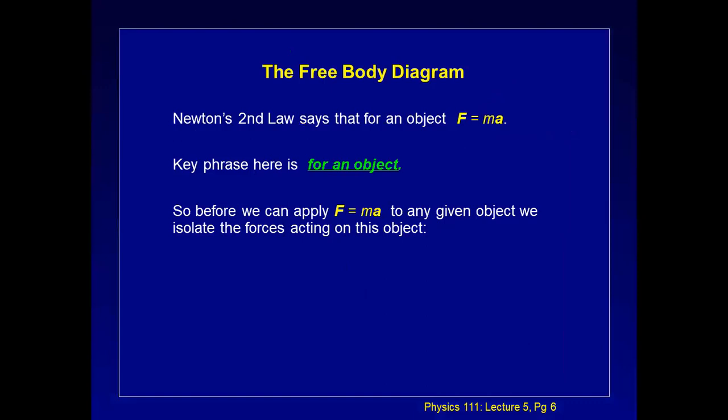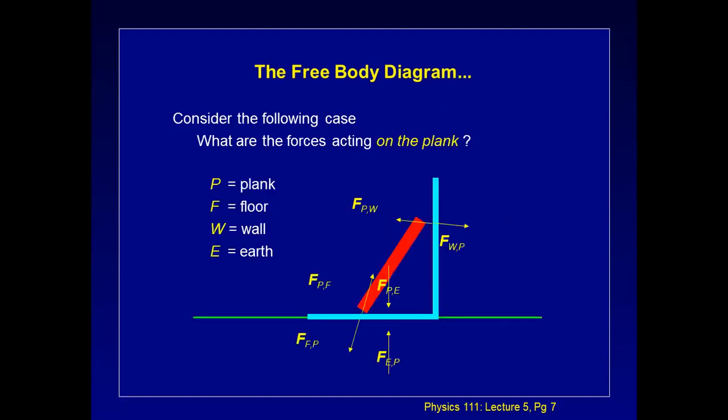We have Newton's second law of motion. The second law says the summation of forces is equal to mass times acceleration. The key phrase here is for an object. So before we can apply F equals ma to any given object, we isolate the forces acting on this object. Consider the following case. What are the forces acting on the plank? P is equal to plank, F is represented as the floor, W is represented as the wall, and E is represented as the Earth or the ground.